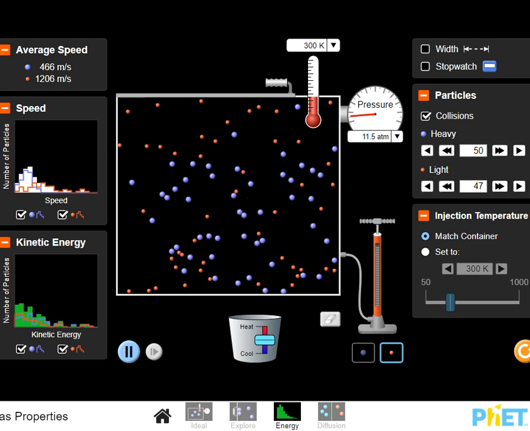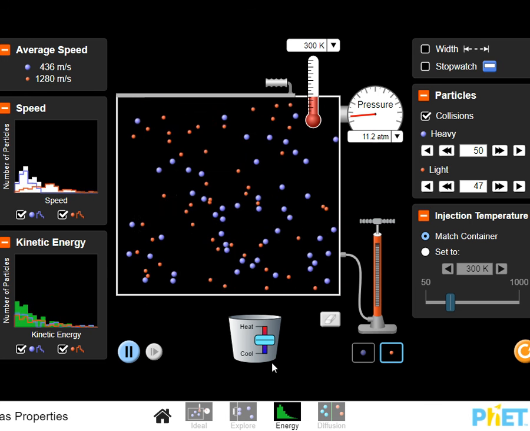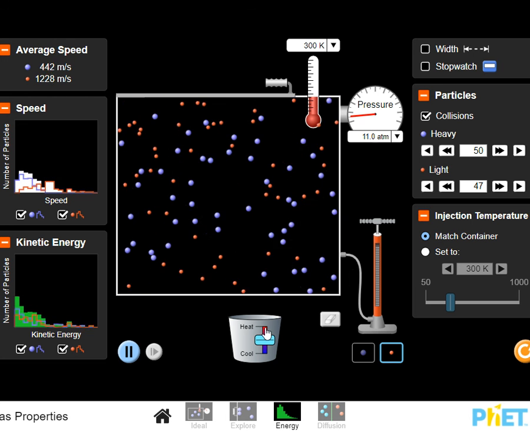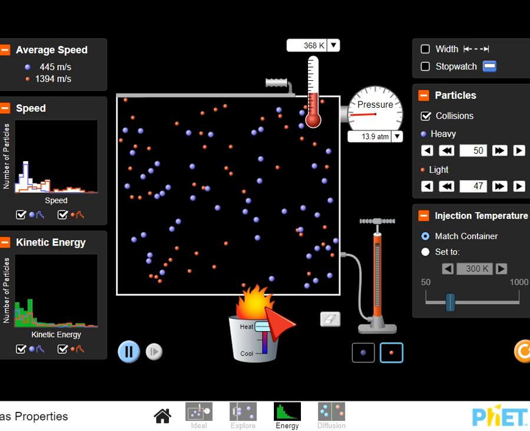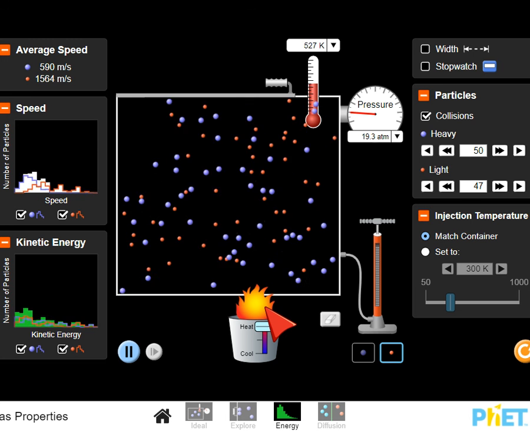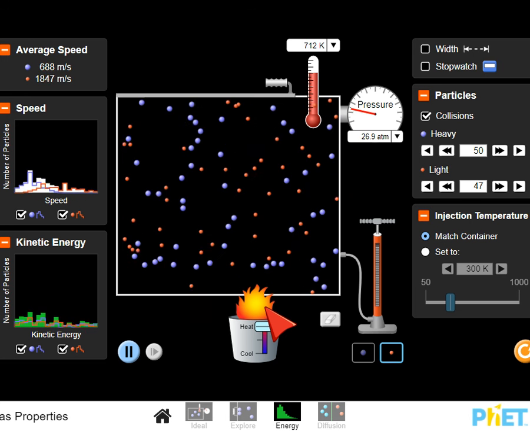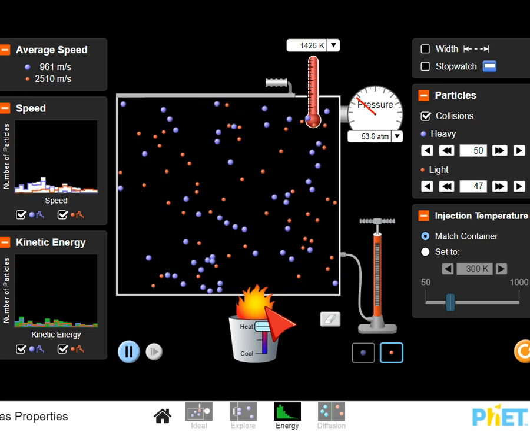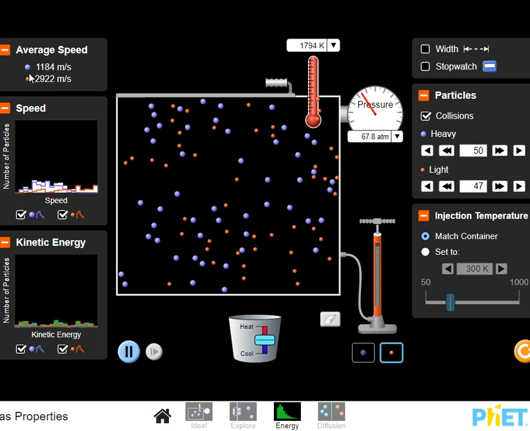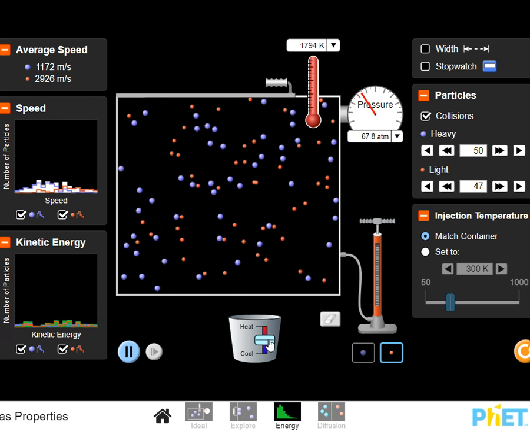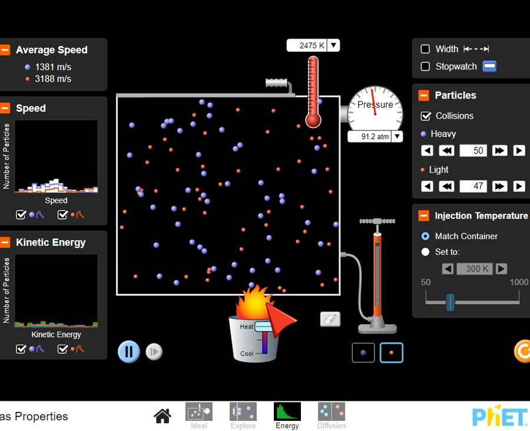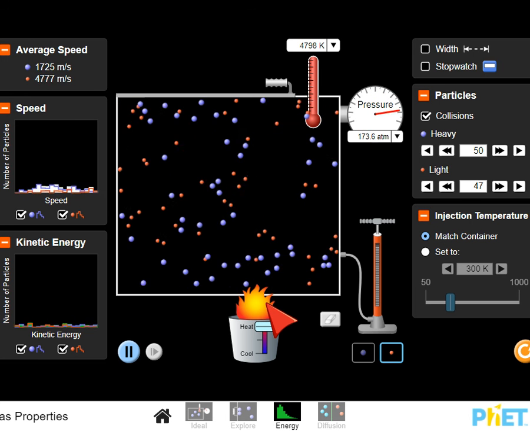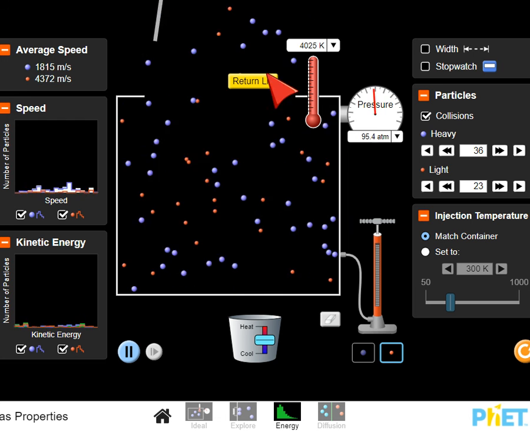All right, so how does speed of particles change as you increase temperature? We're just going to look at the average speed up in this upper left corner. Going to increase the temperature. What is happening to the speed? You can see that our speed is more than doubled with that added heat. A greater temperature. And we lost our lid.